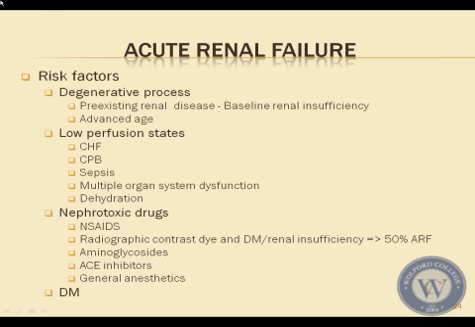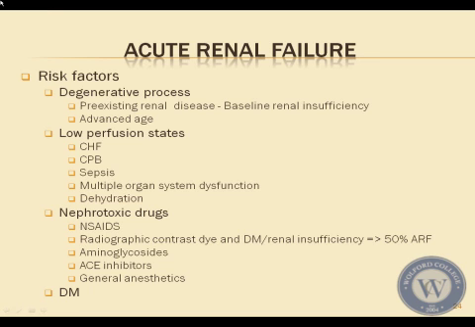Risk factors are degenerative processes from pre-existing renal disease, so you always want to make sure that you look at your baseline renal insufficiency and try to protect those individuals as much as you can so you don't get them into acute renal failure, so you don't have that increase in morbidity and mortality. Remember, the degenerative processes also get worse as patients age. Things that also make acute renal failure more prevalent are low perfusion states, like patients with congestive heart failure. People with advanced coronary artery disease may also be more at risk.